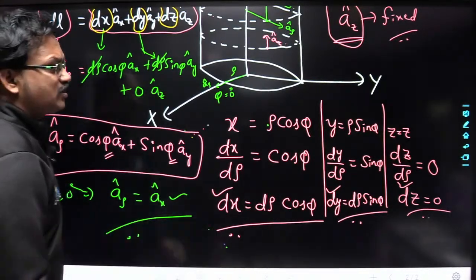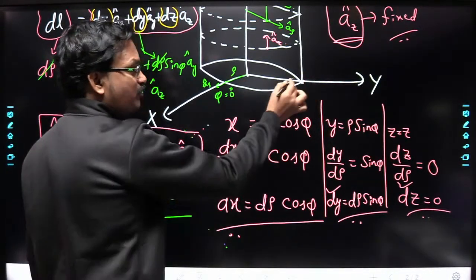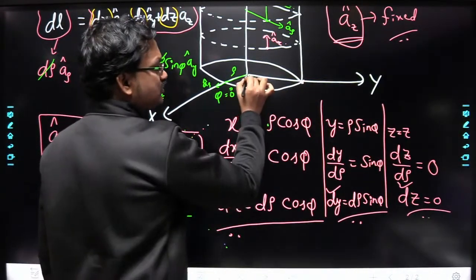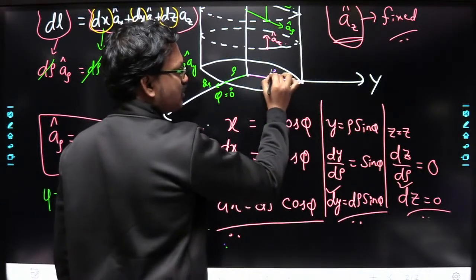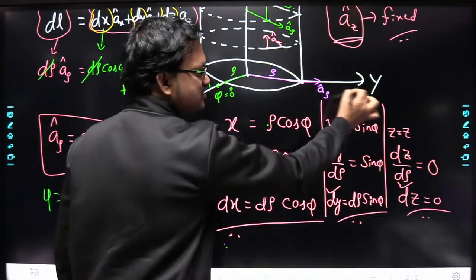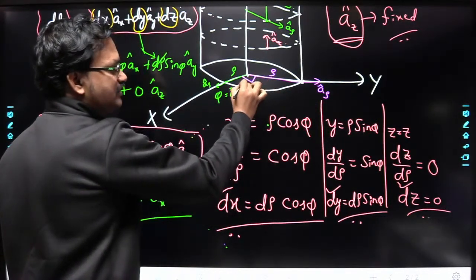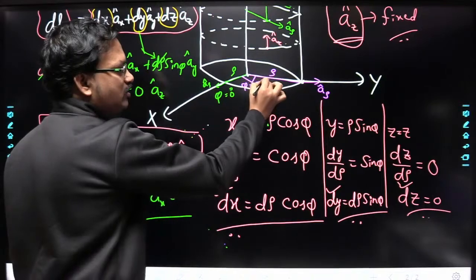Similarly, if you consider the point here along the y-axis, the normal distance from here to here is nothing but rho. Now here a rho cap is pointing in the y direction. What is the angle here? This phi is equal to 90 degrees.